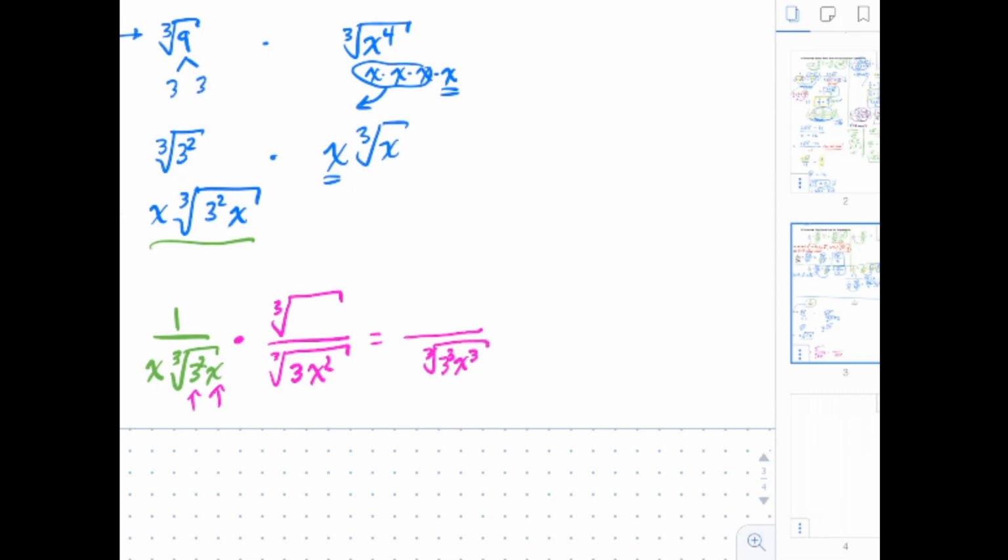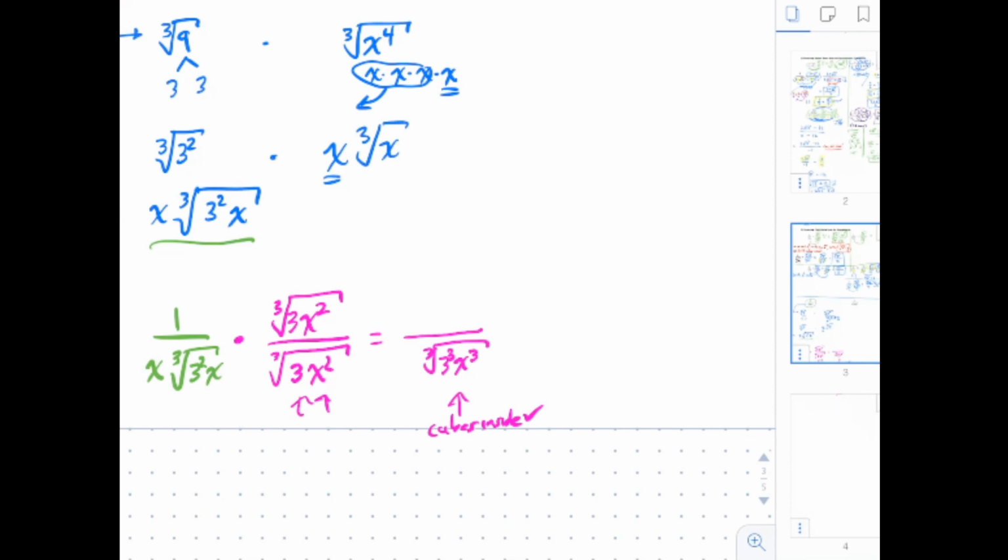Some people like to write this first because it helps them figure out what to write over here. But your goal is to get cubes inside. That's your goal. Get cubes inside. You're not starting with cubes, you're starting with something else. So you have to build them up into cubes. That's how you figure out what to multiply by. So it turns out we're going to need a 3x squared. You have to do the same thing, top and bottom.